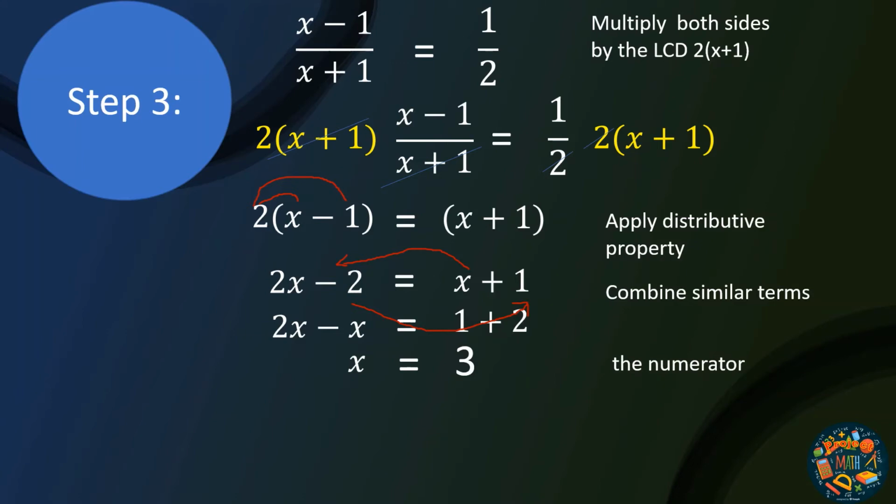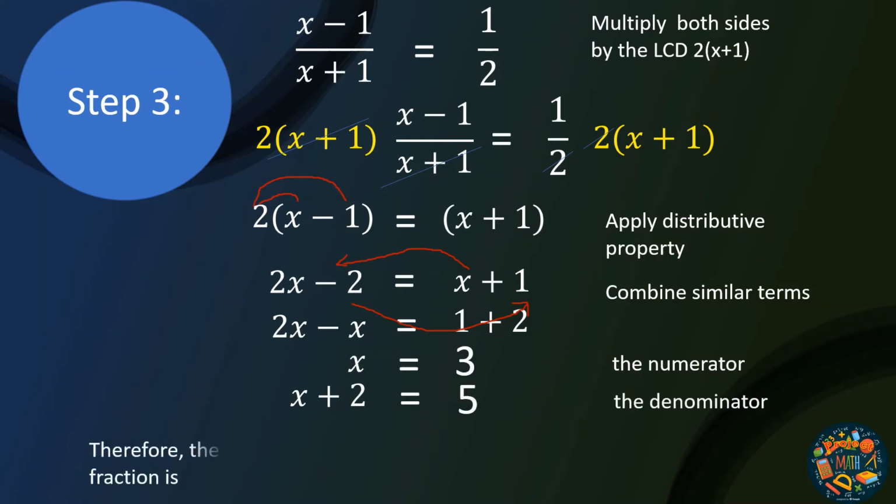And 3 is now our numerator. Since the denominator is represented by x plus 2, so 3 plus 2 is 5, therefore the denominator is 5. So we can now say that the original fraction, which is x over x plus 2, will be equal to 3/5. And 3/5 is the original fraction.